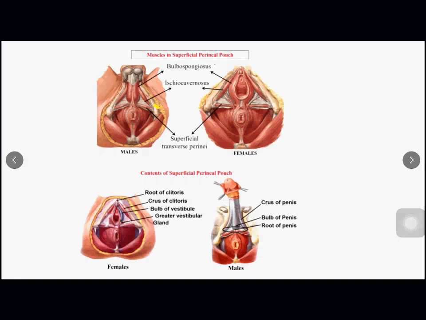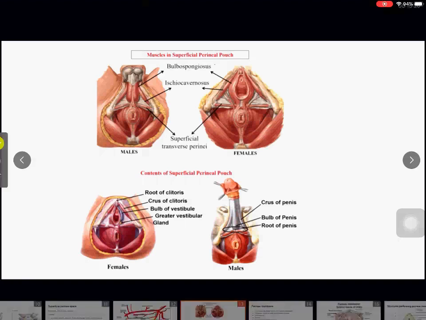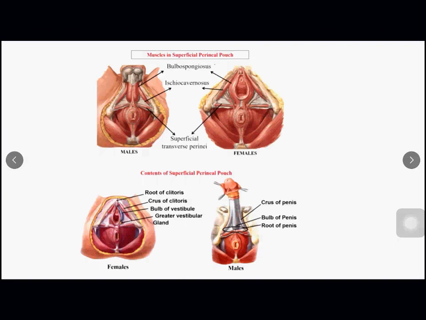Then the second muscle is your ischiocavernosus. It arises from the inner aspect of the ischiopubic rami, and it is inserted into the crura of the penis, or crura of the clitoris in females. Then the third muscle is your bulbospongiosus. This embraces the penis in males, and it is inserted into the bulb of the penis. In females, the bulbospongiosus embraces the vaginal orifice. These are the 3 muscles.